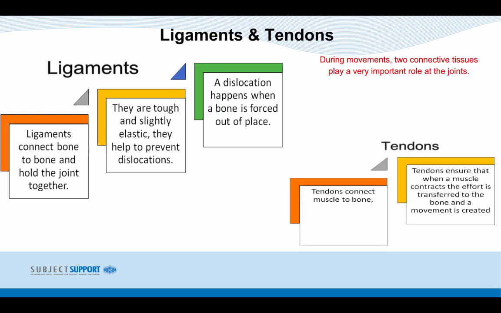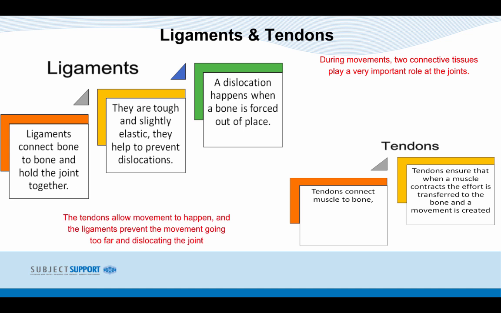Tendons connect muscle to bone, and tendons ensure that when a muscle contracts, the effort is transferred to the bone and a movement is created. The tendons allow movement to happen, and the ligaments prevent the movement going too far and dislocating the joint.